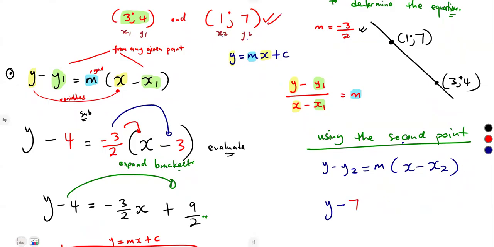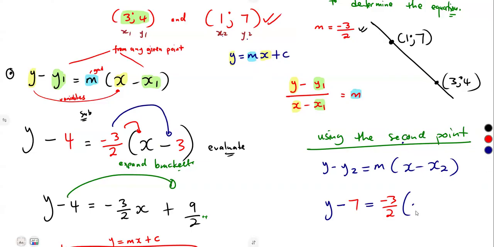So y minus 7 is equal to m. Our gradient is not going to change. The one that you calculated before, minus 3 over 2. x is not going to change. x is a variable, there's no substitute for that, just like y here. So that's x minus what? x2. The x2 from our point is 1. The value of x there is 1.